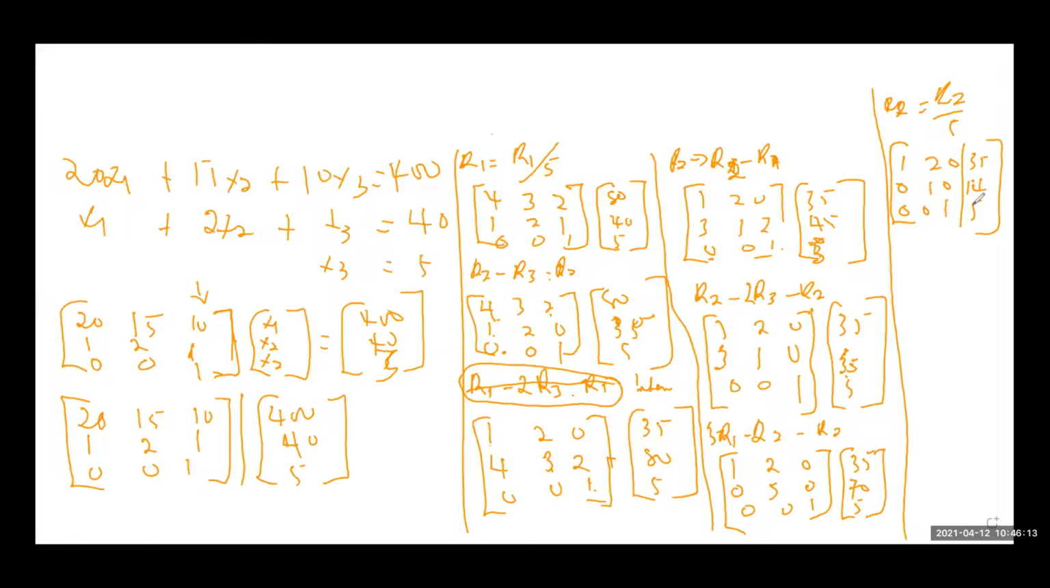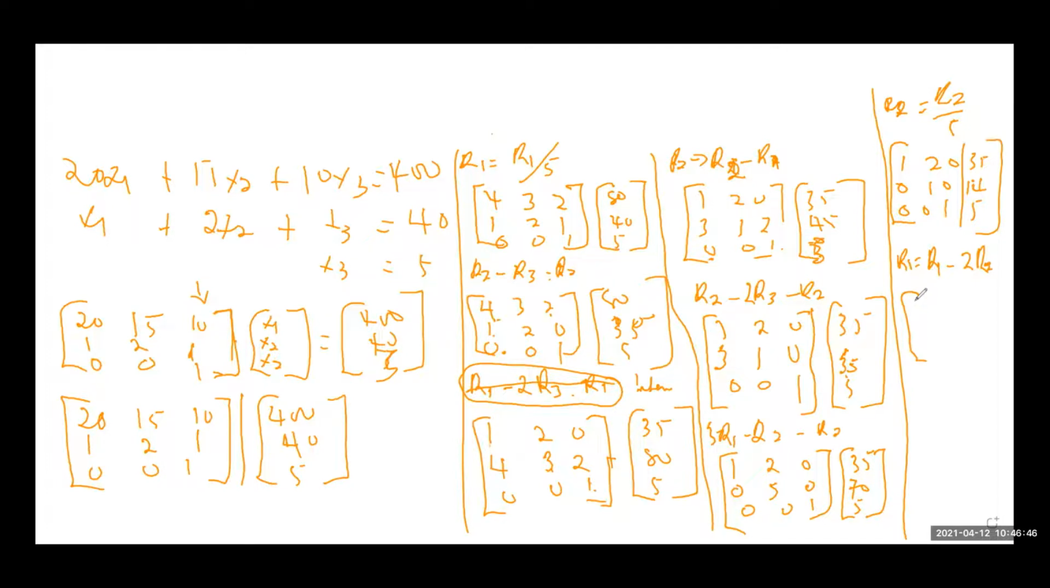What can I do next in simple terms? Can anybody help? Okay, let's multiply row 2 by 2. So we can do row 1 minus 2 row 2. 2 row 2. Okay.